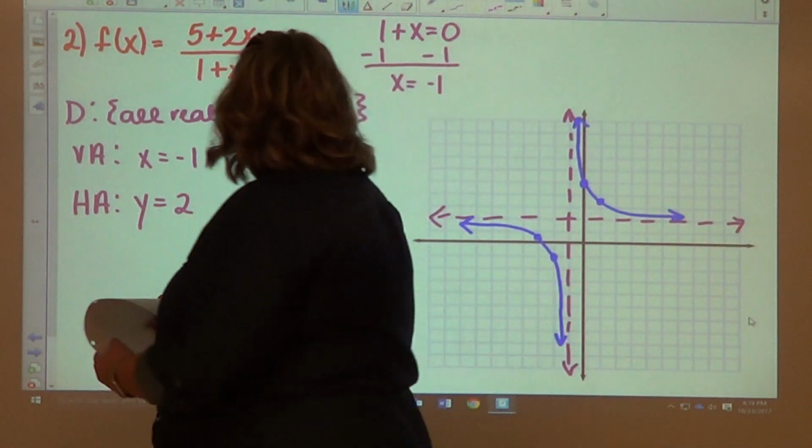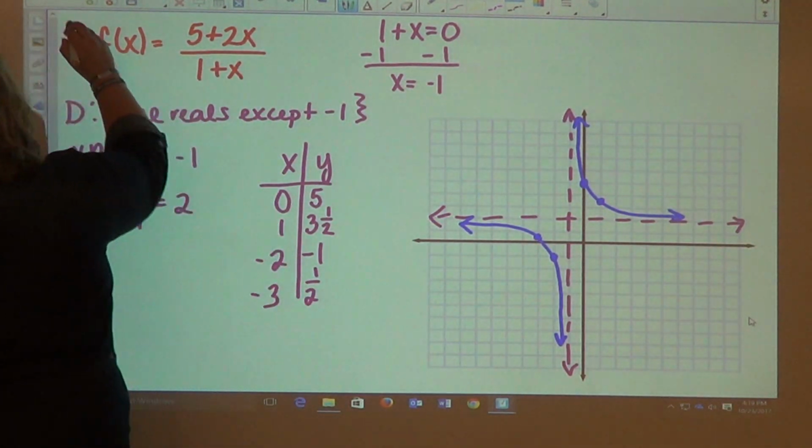Okay, we're going to do one more, and this one's going to have 2 vertical asymptotes.